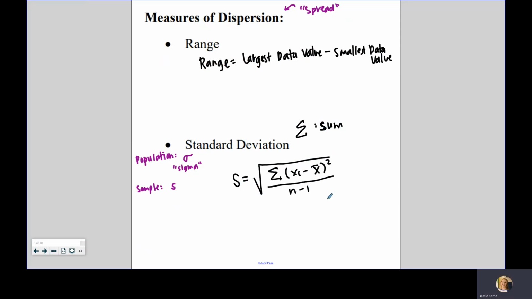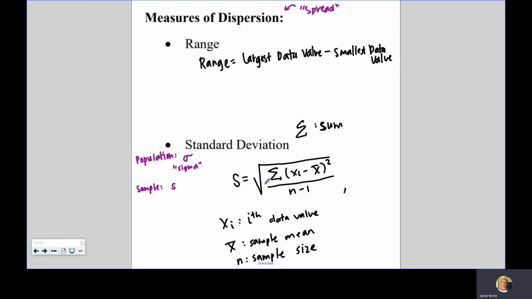Now, I'm going to tell you what all these things mean. So x sub i is the ith data value. X bar, of course, is our sample mean. And n is what we call the sample size. That's how many data values you have in your data set.